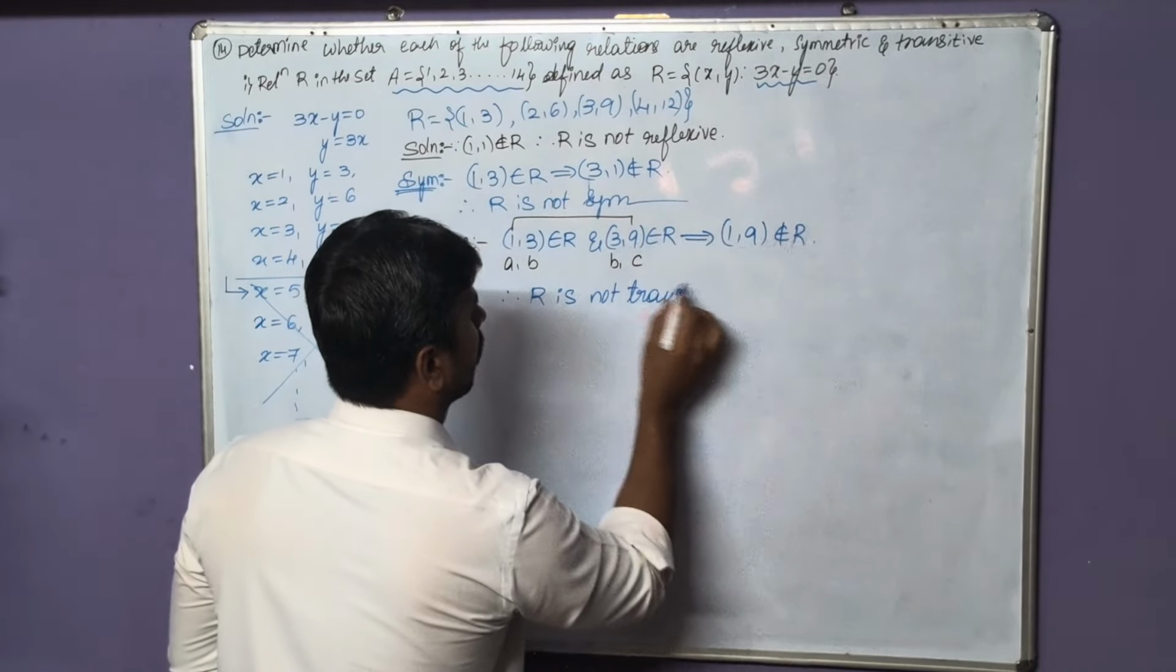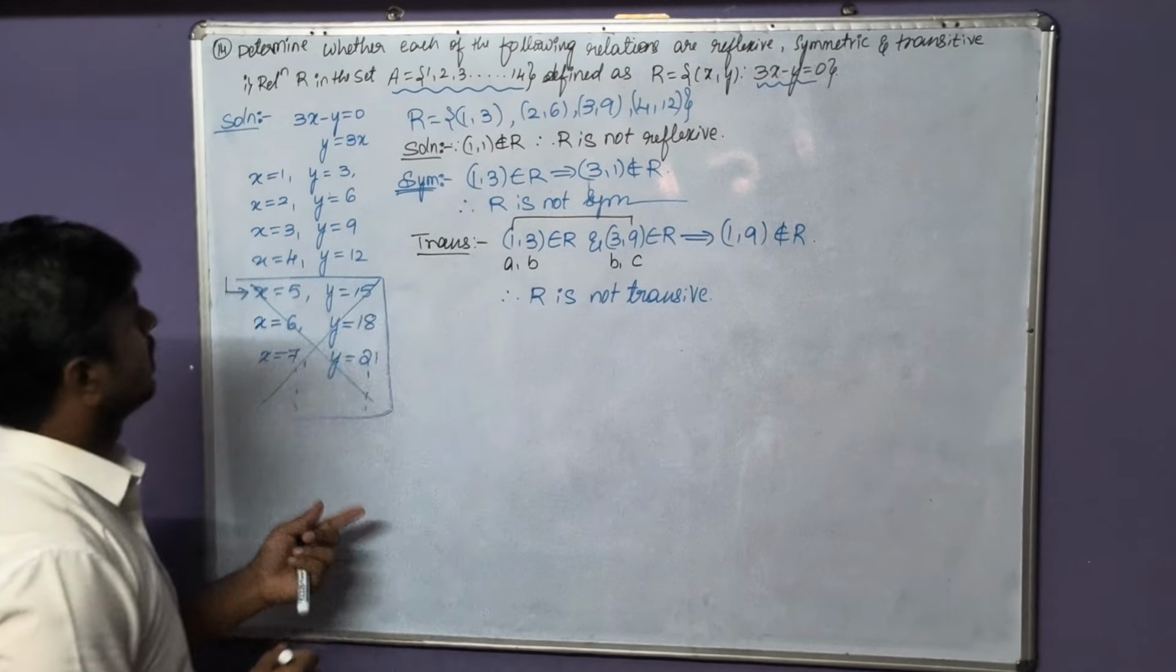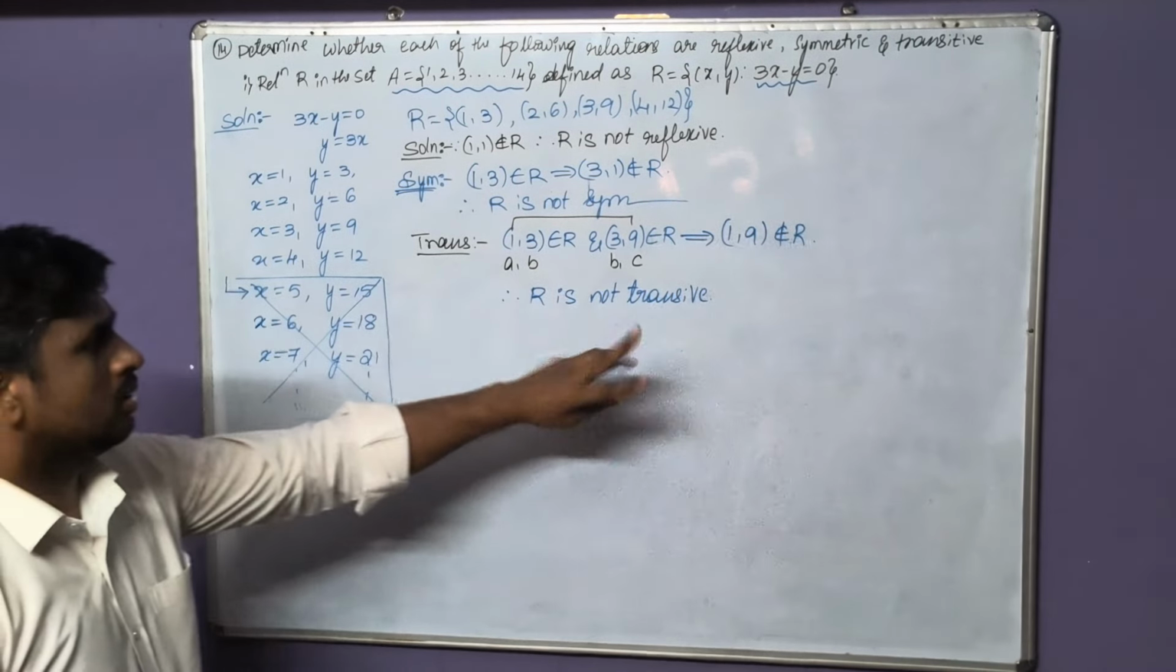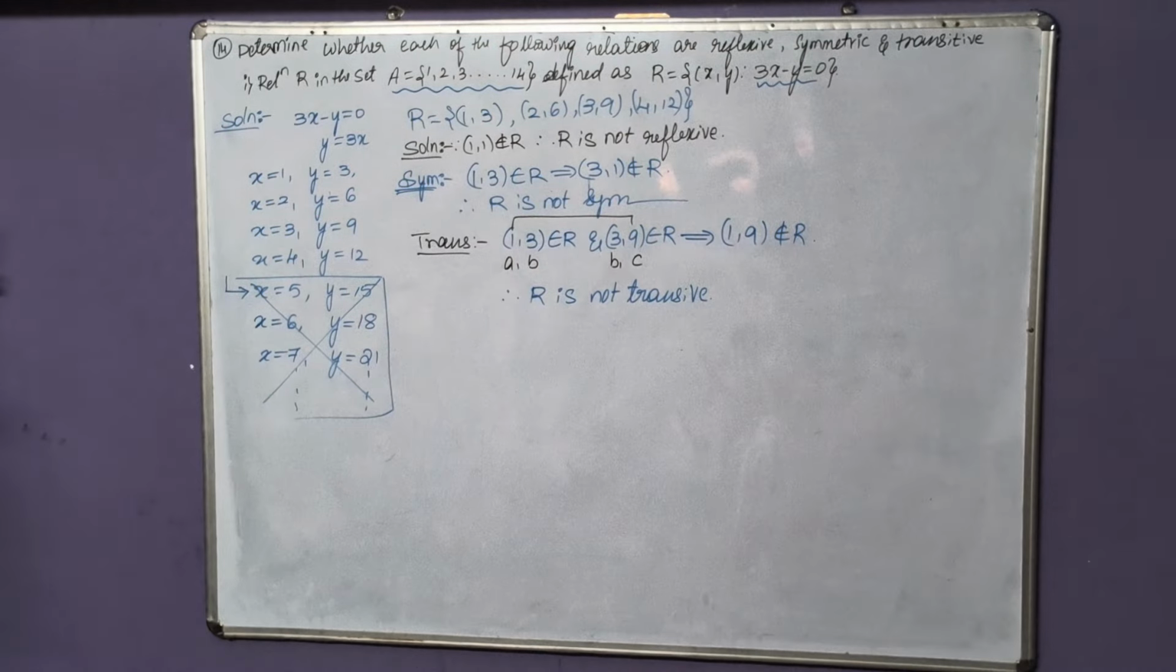This is what we wanted to cross check, whether the given relation is reflexive, symmetric or transitive. Clear? R is not a transitive relation. I hope you have understood. Let us move on to the next question.